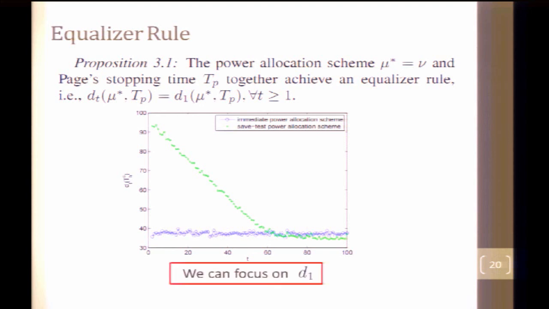And then another implication is that since the detection delay is the same, it doesn't matter what the change time t is. Now we can simply focus on D1, which means that we can assume that the change happens at time 1. Now the problem is a sequential detection problem. It's not change point detection anymore.